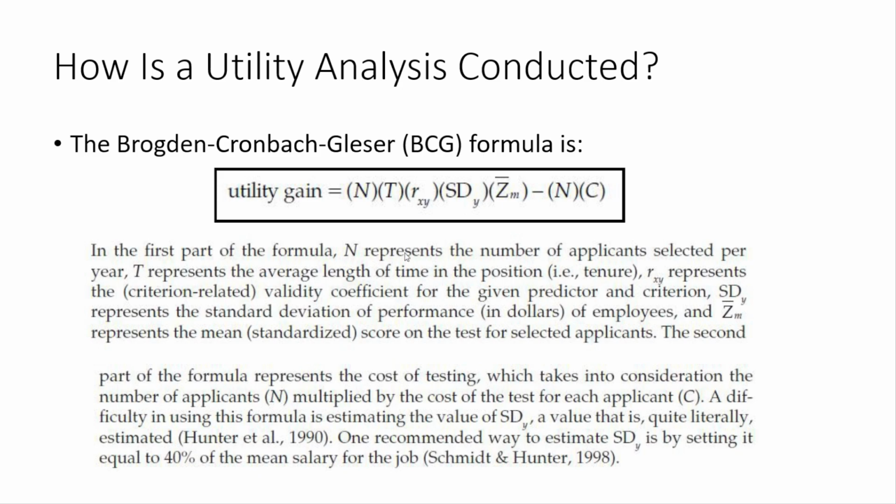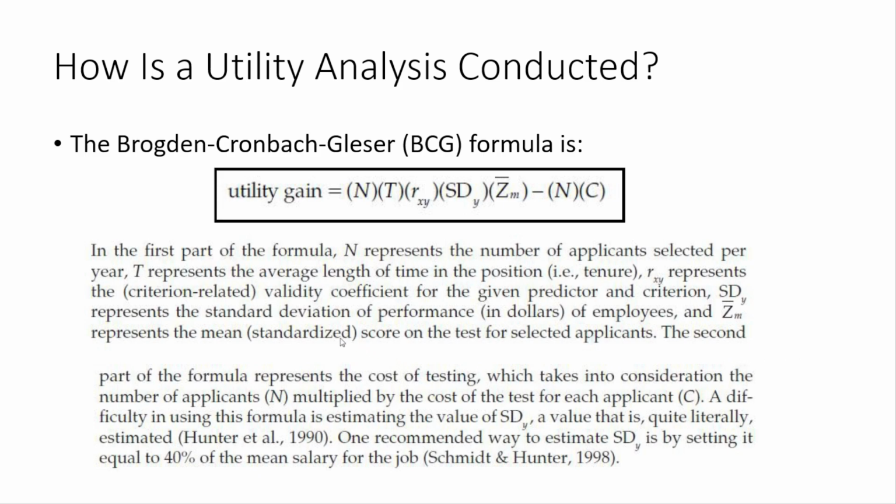In the first part of the formula, N represents the number of applicants selected per year. T represents the average length of time in the position, meaning tenure. rXY represents the criterion-related validity coefficient for the given predictor and criterion. SDY represents the standard deviation of performance in dollars, or whatever currency, of employees. And ZM represents the mean standardized scores on the test for selected applicants.